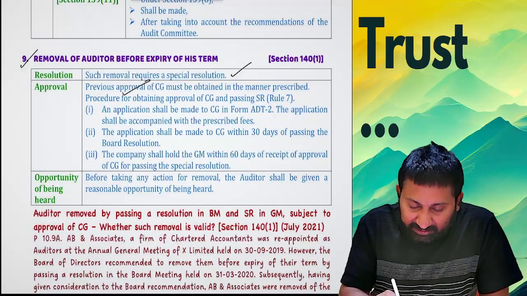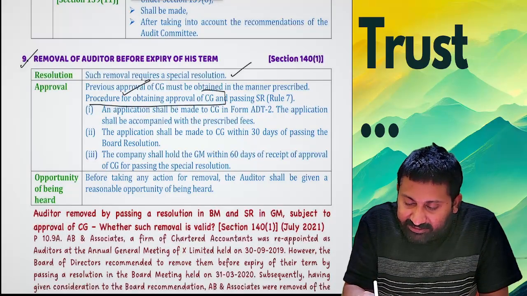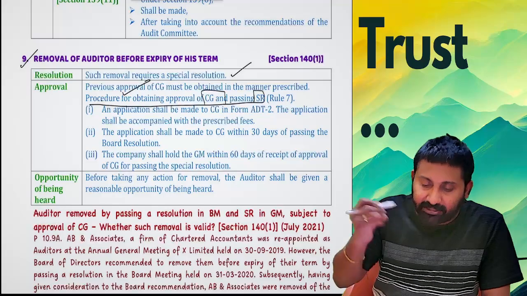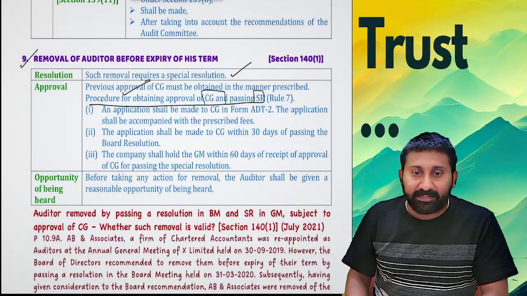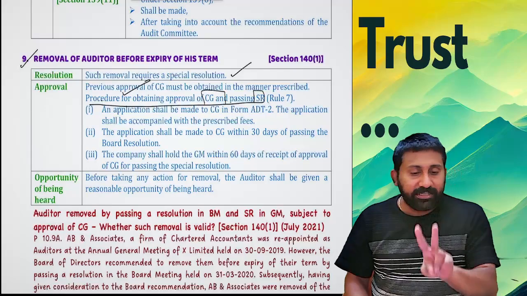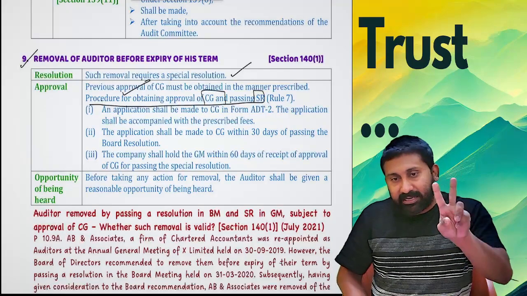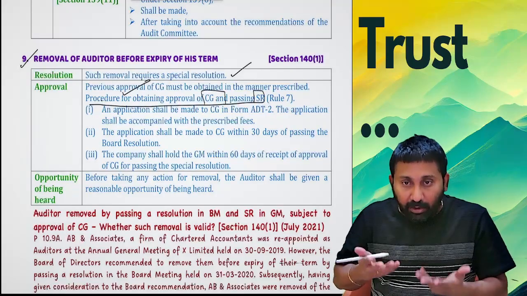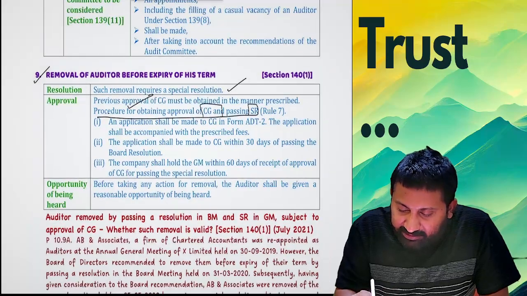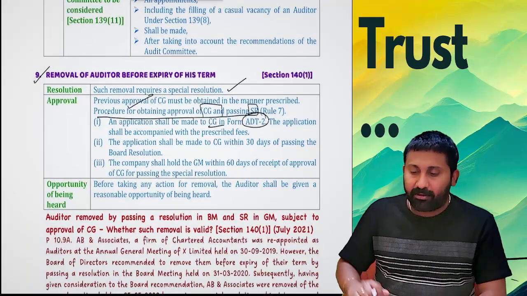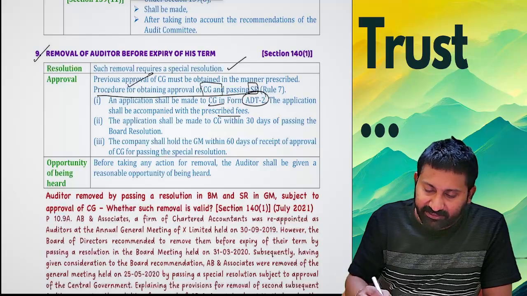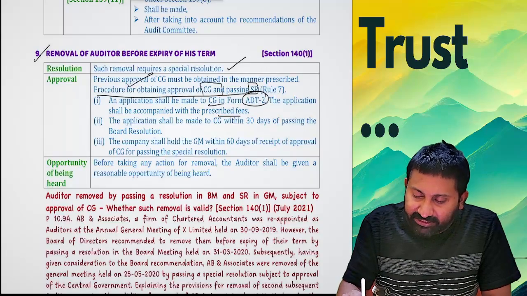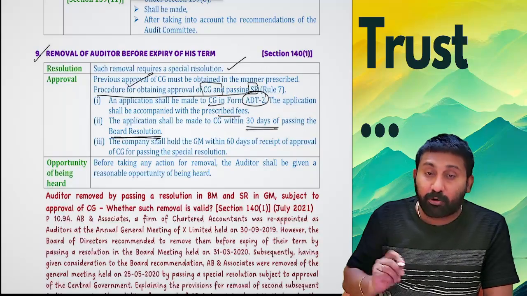First, the procedure for obtaining CG approval and passing a special resolution. What is the procedure of passing a special resolution? Procedure of applying for CG approval. See there, so two things we said. Special resolution must be passed. Central government permission has to be taken. But how? Procedure. An application shall be made to CG in form number ADT2. Application shall be accompanied by fees. The application shall be made to CG within 30 days of passing the board resolution.